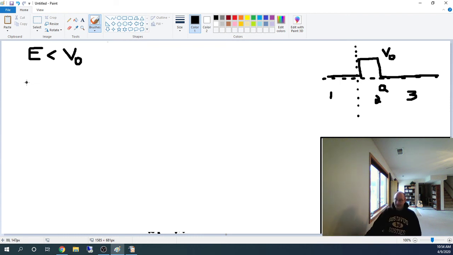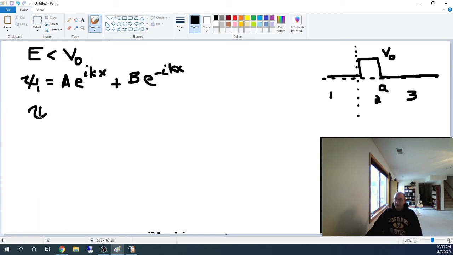So the solutions that we have: in region 1, psi 1, we have A times e to the ikx plus, these are particles that might have been reflected from the front barrier, or from the back of the barrier for that matter. It's just left moving particles scattered from the barrier in general. B times e to the negative ikx, where k is the square root of 2mE over h bar squared.